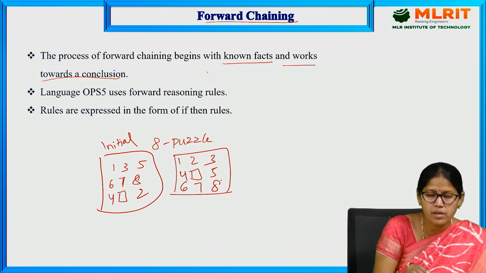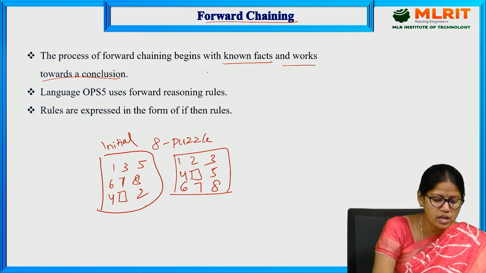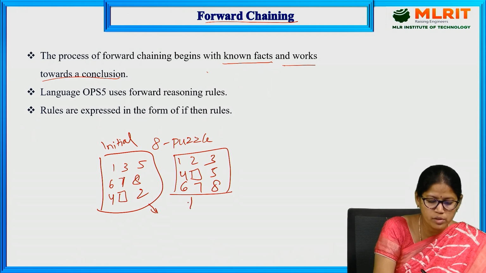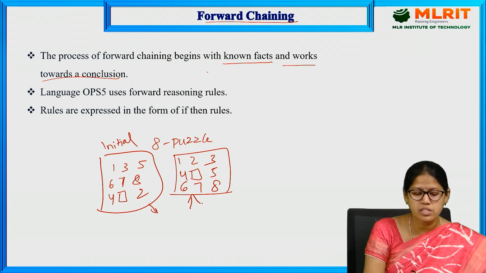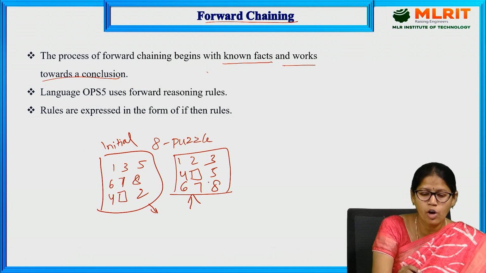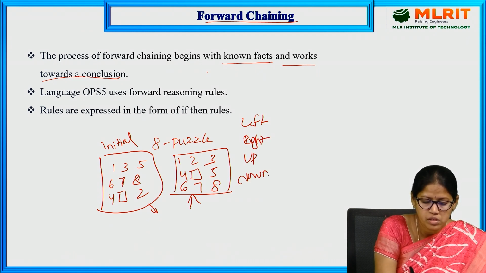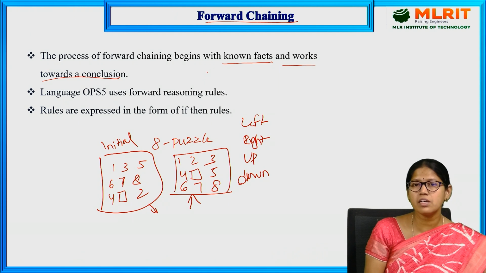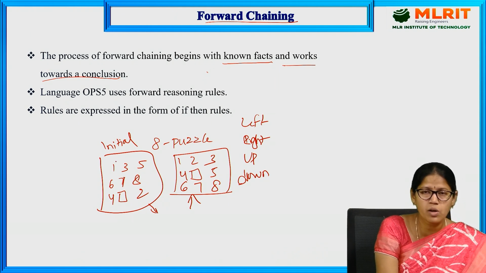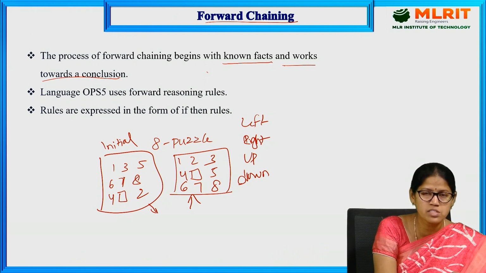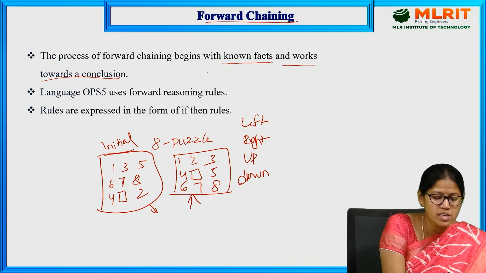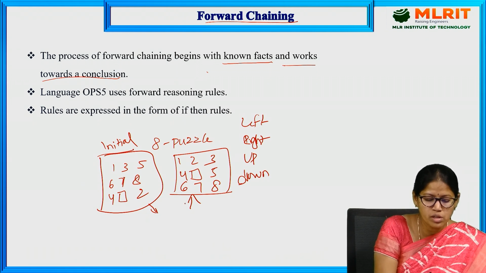For example, we have to start from the initial state and reach the goal state. For this, we need to apply the operators called left, right, up, down. So these are the operators. All these are called tiles, and they are arranged in such a way. That is the initial state, and we need to lead to the goal state.